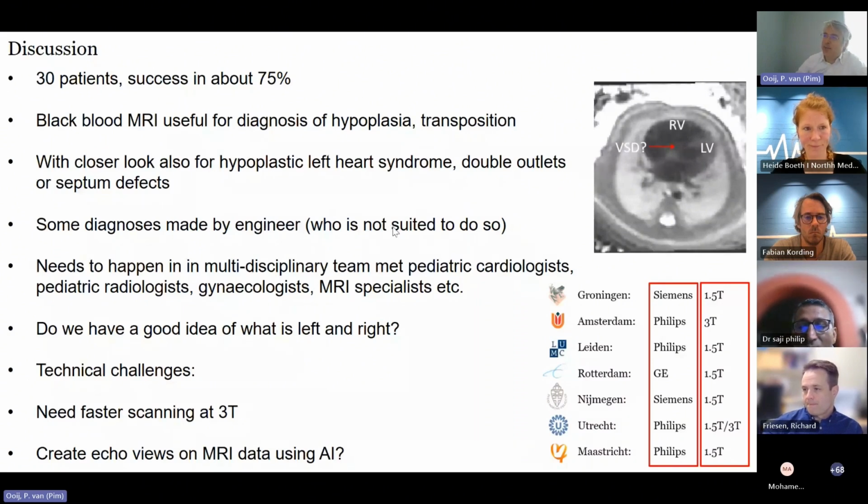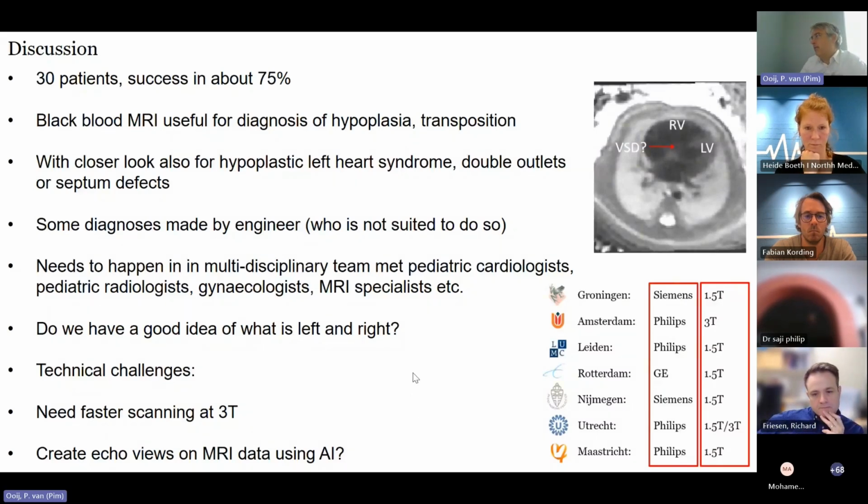It really needs to happen in a multidisciplinary team with pediatric cardiologists, pediatric radiologists, gynecologists, MRI specialists, etc. We need a clear definition of what's left and right, how we're going to figure that out when you make a 3D segmentation. We will be having some technical challenges considering the use of 3 different vendors and also 2 different field strengths. And the scan at 3T needs to go way faster.